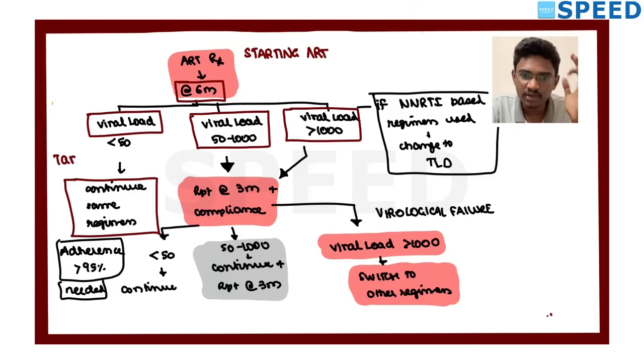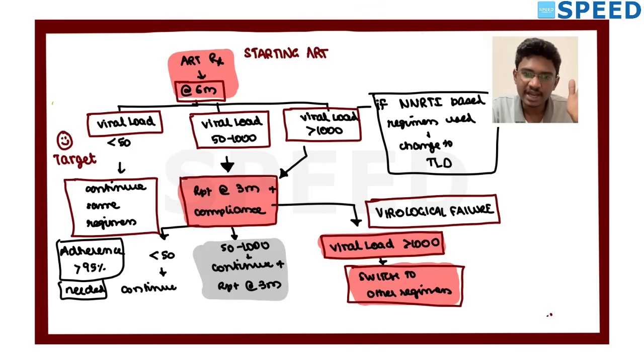Only viral load should be done at the initiation of treatment, and after 6 months you should repeat the viral load. If it is less than 50, this is the target which we need to achieve. Here you can continue the same ART. No need to do anything. And if it is between 50 to 1000, or if the viral load is more than 1000, here you should repeat the test after 3 months and ensure compliance of drugs. No need to change any therapy.